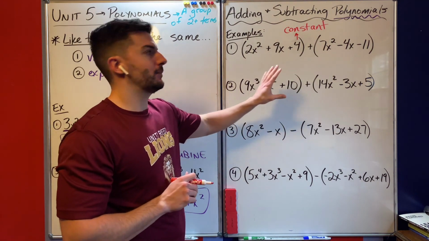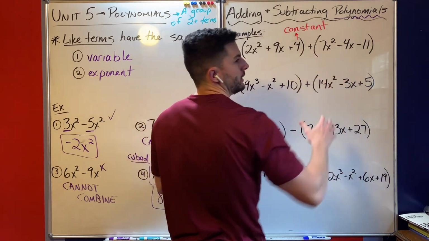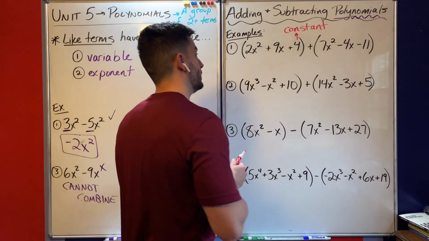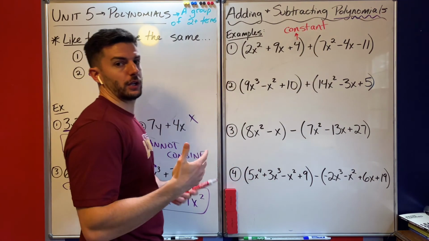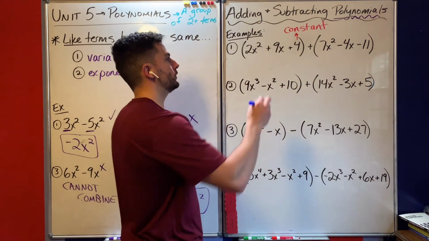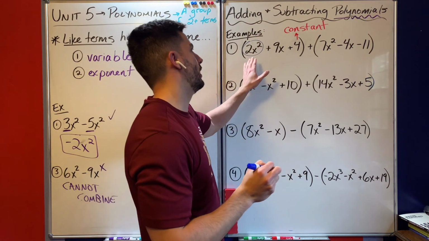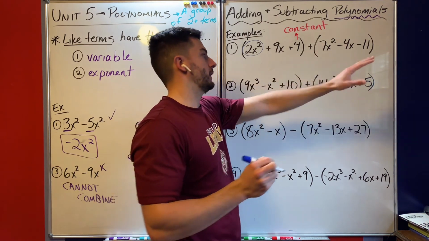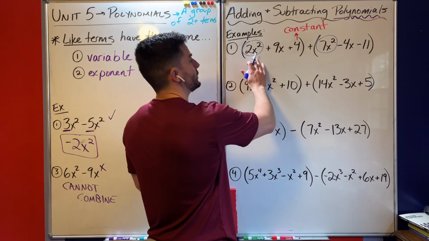Okay then, when I look at number one, what it's saying is I'm adding this group plus this group. So I'm going to combine these two groups into one single group. To do that, I need to find which terms are like terms that I can combine across the two groups. First off, I have this 2x squared. In the first group there's no other x squared term, but in the second group I have one right here, 7x squared.